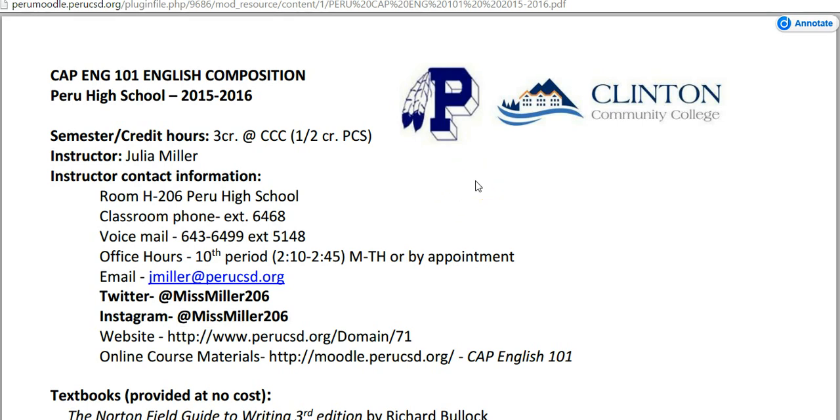This is an explanation of the CAP English 101 syllabus for Peru High School 2015-2016. This is a dual enrollment course, which means it's a high school and college course at the same time. It is 3 college credits for Clinton Community College and 1/2 ELA credit for Peru Central School.